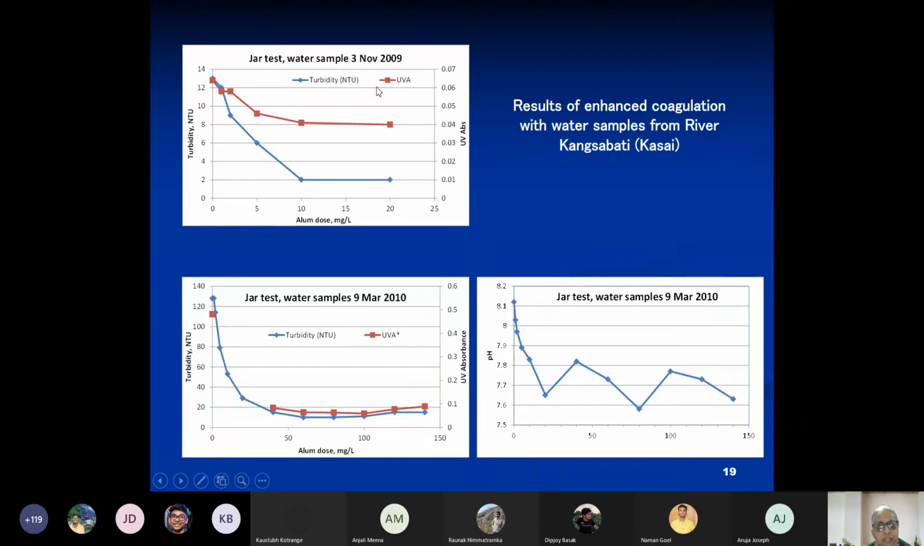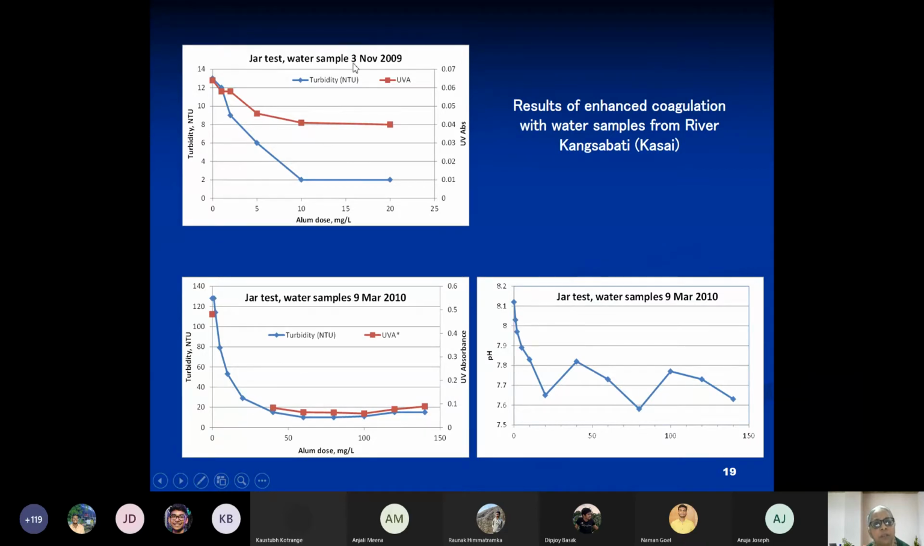In terms of UVA, now I've used a term here called enhanced coagulation. Enhanced coagulation means you are optimizing not just for turbidity removal, but for UVA as well, and UVA representing natural organic matter. Natural organic matter is dissolved organic matter. And all of that will be removed at more or less the same doses.